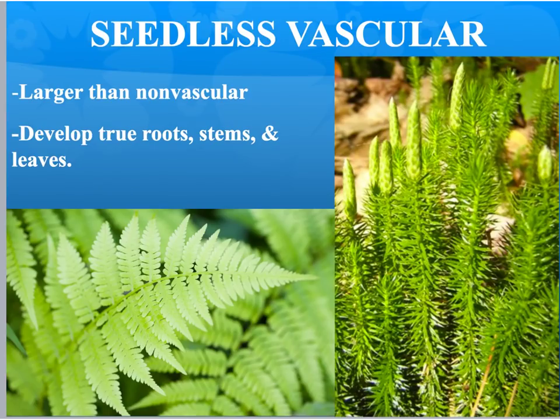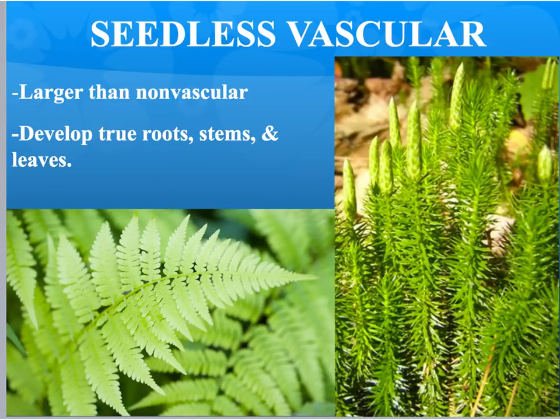So our first plant type was non-vascular, and that means that they didn't have the ability to pull water up through them because they didn't have any kind of vascular tissue. They were also seedless, meaning they reproduced by spores. There are some seedless plants that are vascular, that are going to have that vascular tissue.